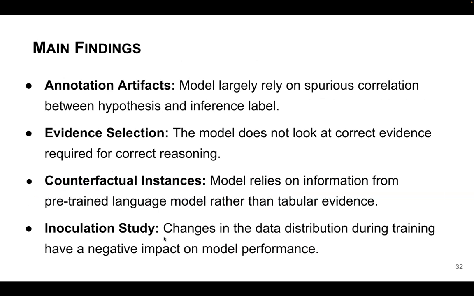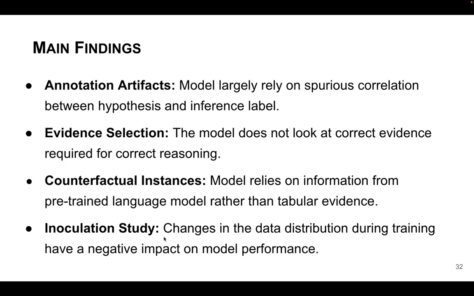Overall, our main findings are: first, annotation artifacts, where we show that models rely on spurious correlation between hypothesis and inference labels to make predictions. We also show that in evidence selection settings, models look at the wrong evidence for making predictions. We also checked counterfactual instances, where models rely on information from pre-trained knowledge rather than looking at the primary evidence for making the prediction.